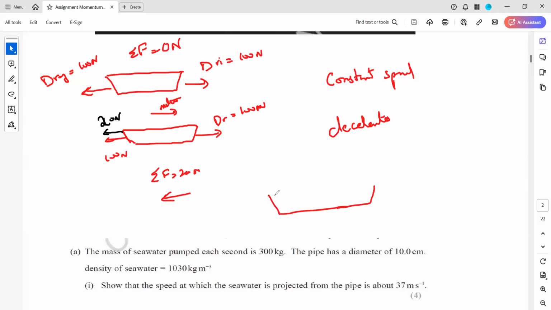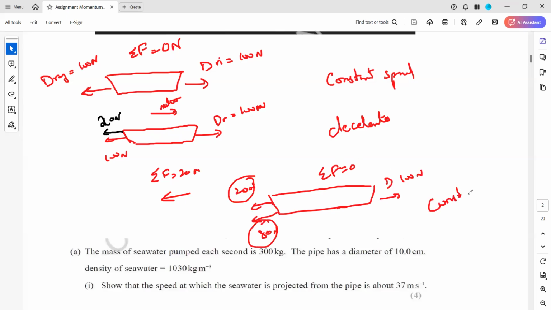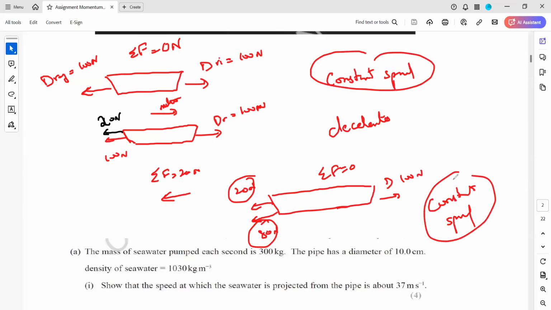As the boat slows down, what will happen? The drag force depends on the speed of the boat. The driving force is still 100 Newton. The reaction force of the pump is still 20. But what happens to the drag force as the speed decreases? The drag force will also decrease. So now the reaction force and the drag force again balance with the driving force, and again there's no resultant force. So this boat will again move with a constant speed. But if you compare, the constant speed initially will be higher than the new constant speed.